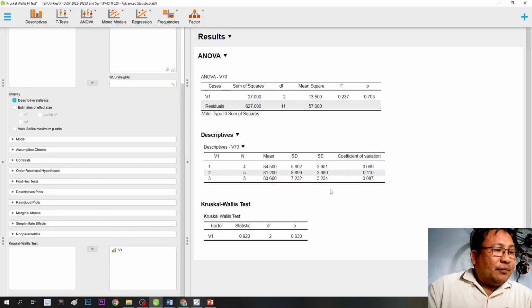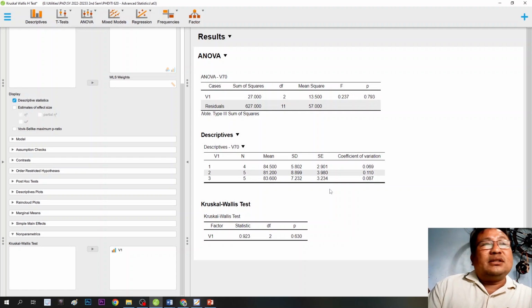And the probability value in the Kruskal-Wallis test of the three exam versions in terms of difficulty is greater than 0.05. Therefore, there is no significant difference between the three exam versions in terms of difficulty.